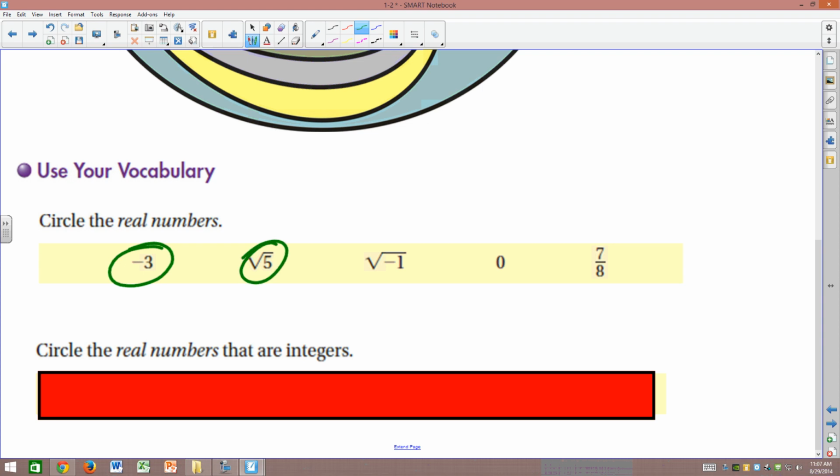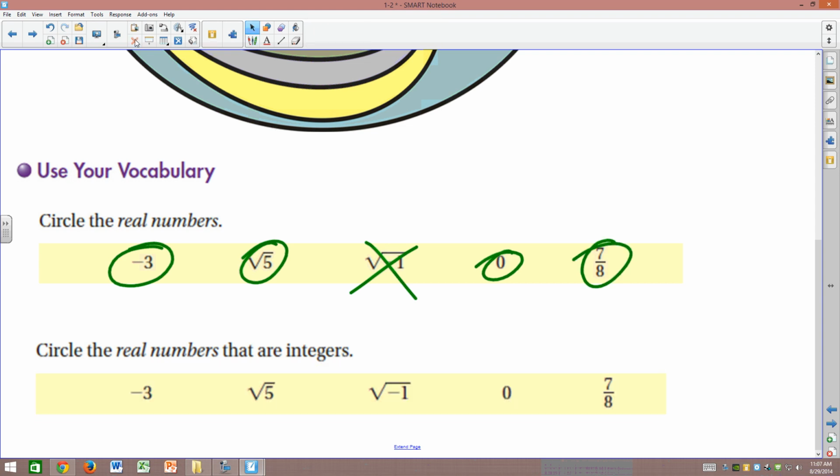Now, square root of -1, can we take a square root of a negative? I think the calculator says error. Error. So that is not a real number. That's not in our repertoire of real numbers. Eventually, we'll learn about that. Yep. 0 is definitely a whole number, and a bunch of others. 7/8 is a rational number, so that's not so hard.